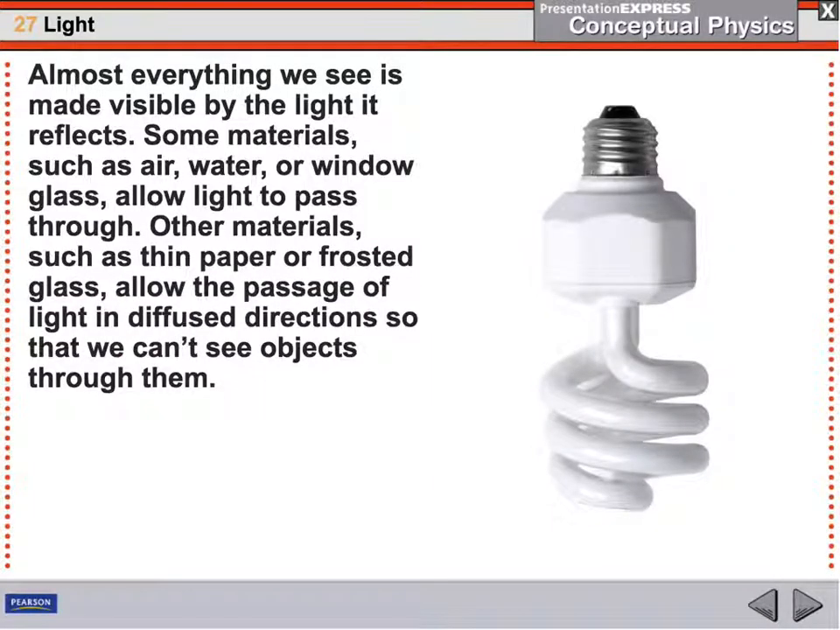Almost everything we see is made visible by the light it reflects. Some materials such as air, water, or window glass allow light to pass through. Other materials such as thin paper or frosted glass allow the passage of light in diffuse directions so that we can see objects through them.